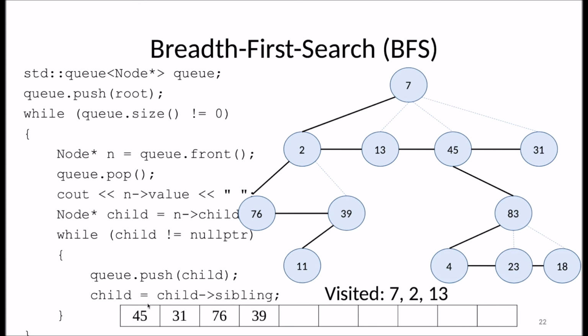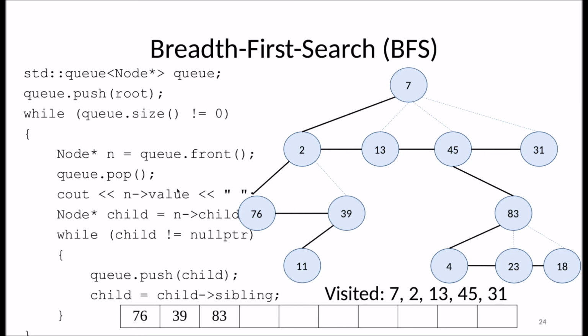Take the front of the queue, which is 45. Remove it from the queue and output it. And then get the child node of 45, which is 83. 83 is not null. I enqueue 83. Get the sibling of 83. Does not have a sibling, so it's null. This one does not match the condition, so it stops the loop. Checks again that the queue is not empty.